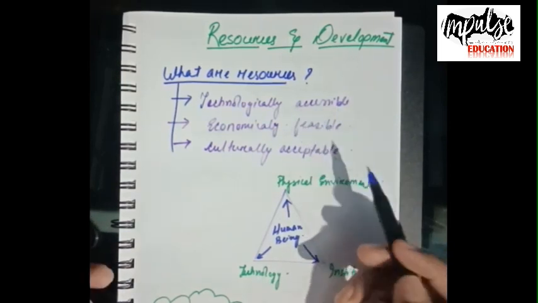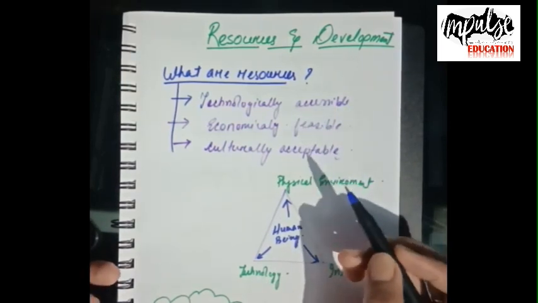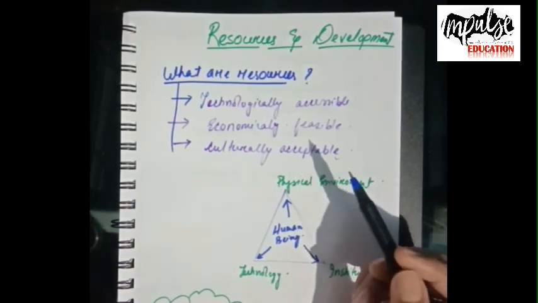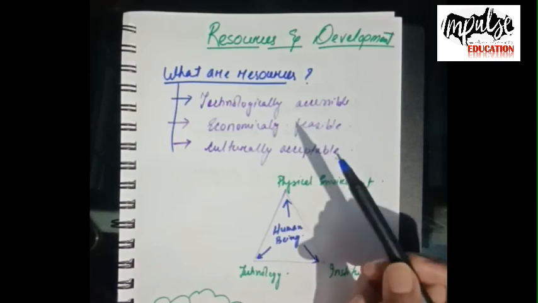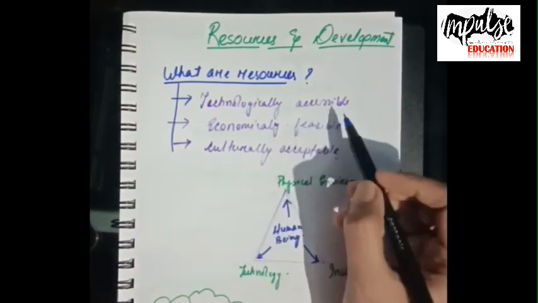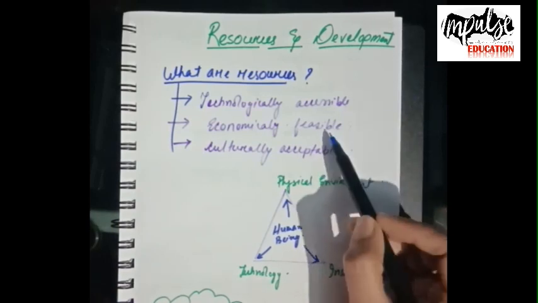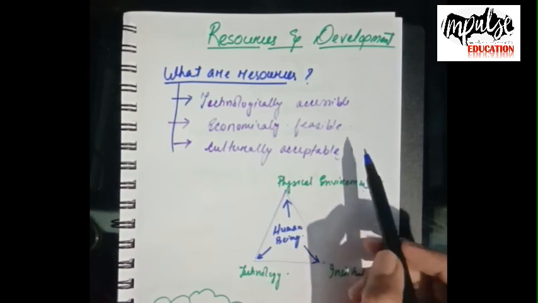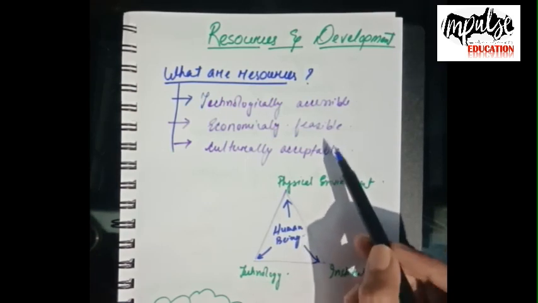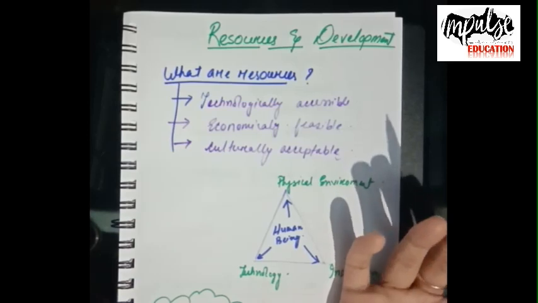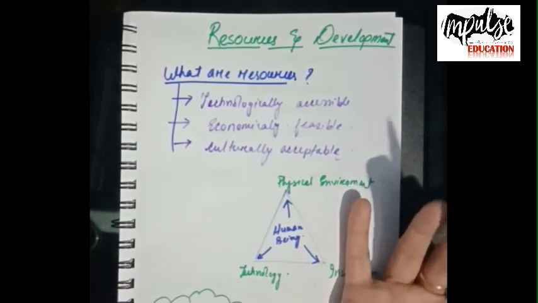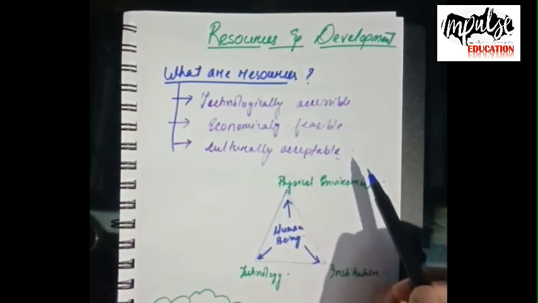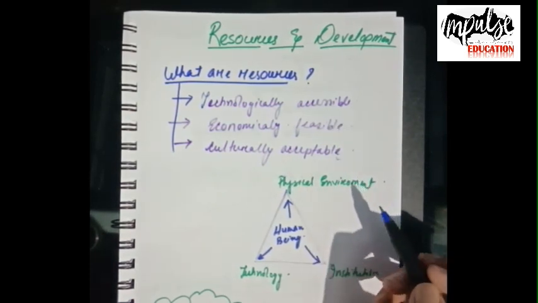Resources means something which satisfies our needs, and those which are present in our environment are known as resources. These resources are also technologically accessible, economically feasible, and culturally acceptable. I'm sure you have heard about these terms in our previous classes, but do you actually know the meaning of these terms? Let me explain these terms by taking a simple example.